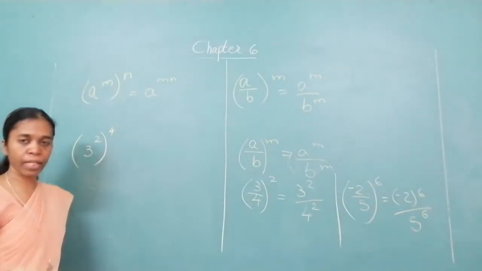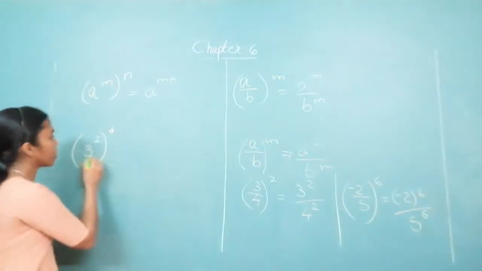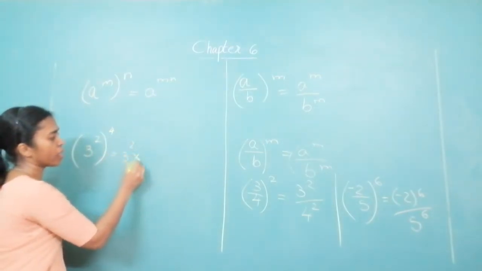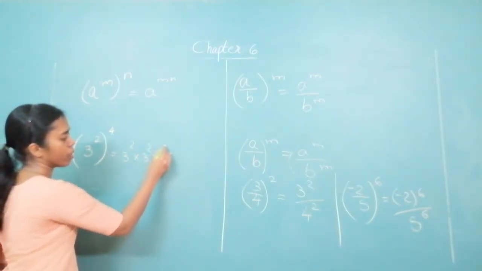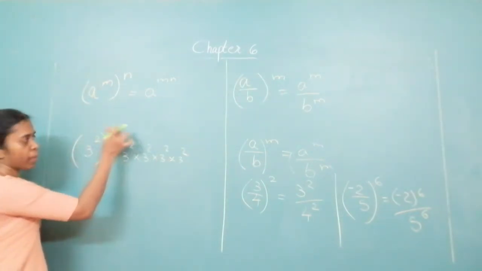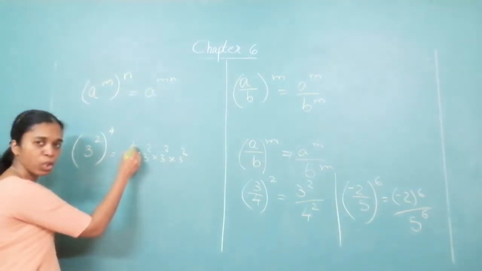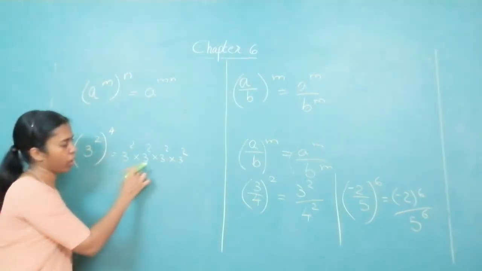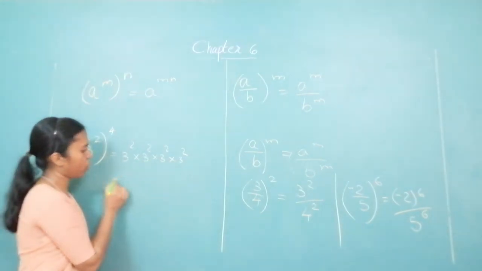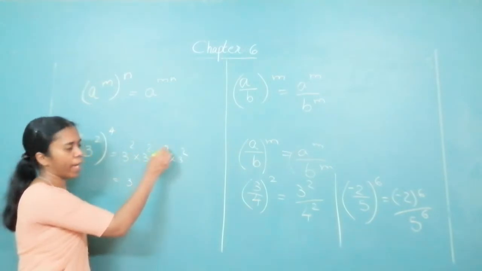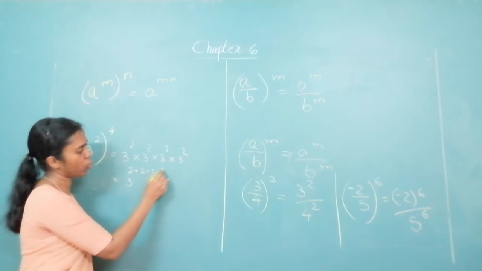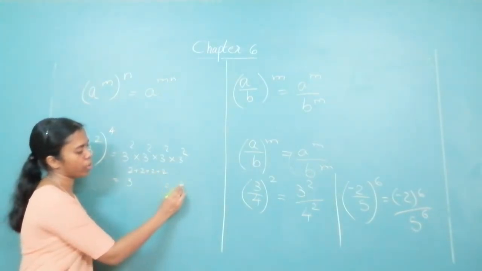So how do I find the answer? What is the meaning of it? 3 square is multiplied 4 times. Now what is the meaning of 3 square? 3 squared means 3 into 3. So 3 into 3, 3 into 3, 3 into 3, 3 into 3. Now you know how to get the answer of it. When it is multiplied, what do we do? Add the indices. So you will have 2 plus 2 plus 2 plus 2. So what is the answer?